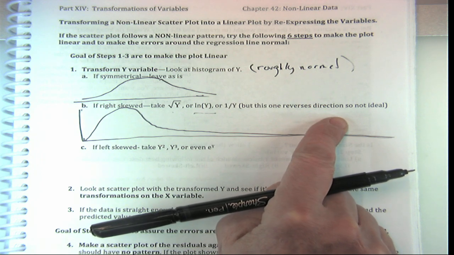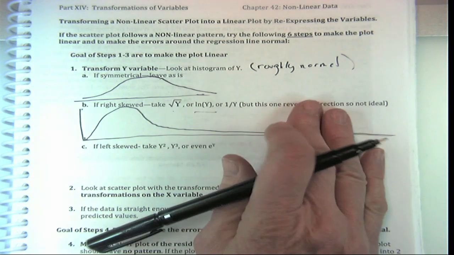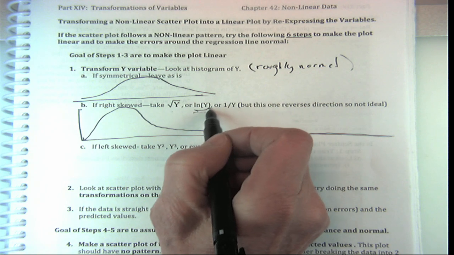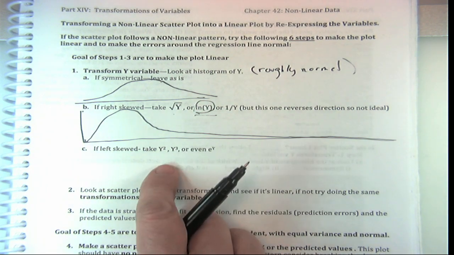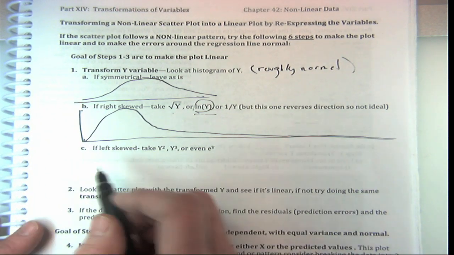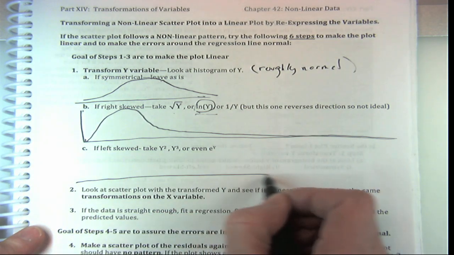It reverses the direction. So it's not ideal. So this is when the log is the one you'll see most of the time. But what if it's the other skewed? What if it looks like this?